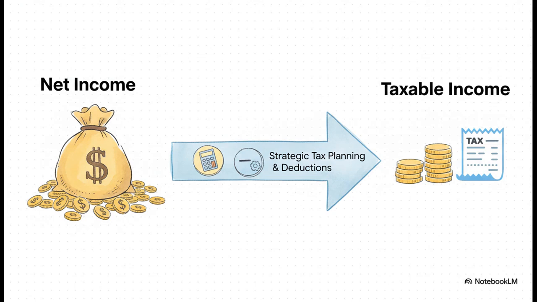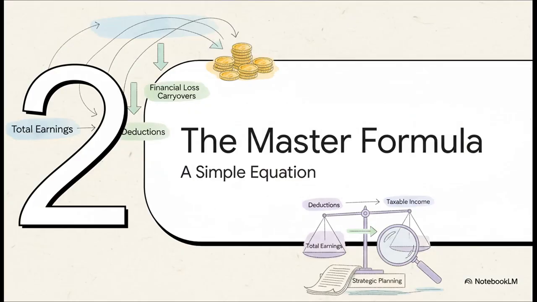This lays it out perfectly. On the left, you've got net income. Think of that as your gross earnings, the total you brought in the door. But on the right, that's the number that matters, taxable income. That's the finish line. And the space between that starting line and that finish line, that's where all the smart tax planning happens. So how do we actually get from point A to point B? You might think it's some super complicated process, but believe it or not, the entire thing can be boiled down to one simple master formula.